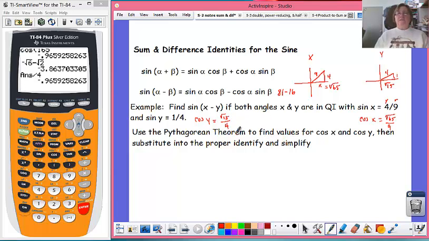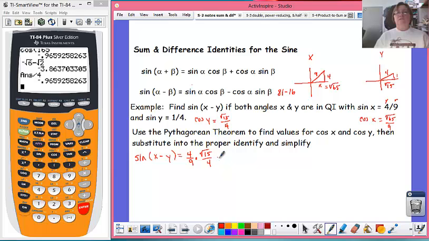Now we have all the pieces that we need to find what we're asked to do, which is the sine of the difference of the angles. So I'm going to substitute into my identity sine of, and we're doing a difference, x minus y, and the difference identity calls for the sine of the first angle, so 4/9 times the cosine of the second angle, that's the square root of 15 over 4. We're doing a difference.